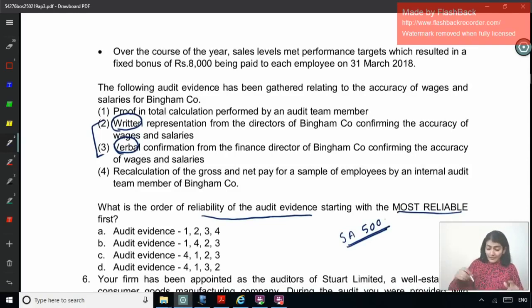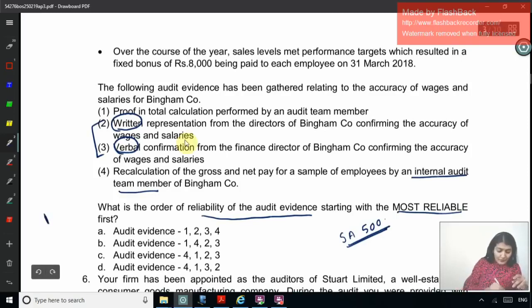So this has been calculated by Bingham and Company, but it has been calculated by an internal audit team member of Bingham and Company. Right, so now, first, which is done directly by the auditor, that is going to be most reliable, right? So one is going to be most reliable. So obviously C and D is out, right? The fourth one, by an internal audit team member, cannot be the most reliable, right? So which is going to be the most reliable?